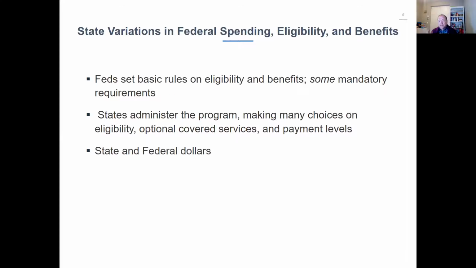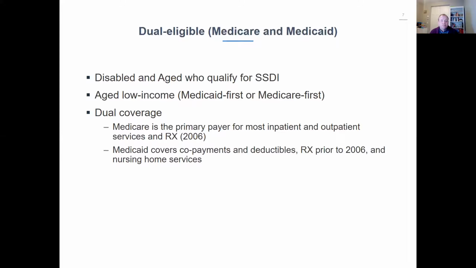And so again, you've got this kind of state-federal amalgam that results in, on the one hand, we look at this as a federal program. On the other hand, it's actually a federal and state program. And that results in just a lot of potential variation in all of these different categories.